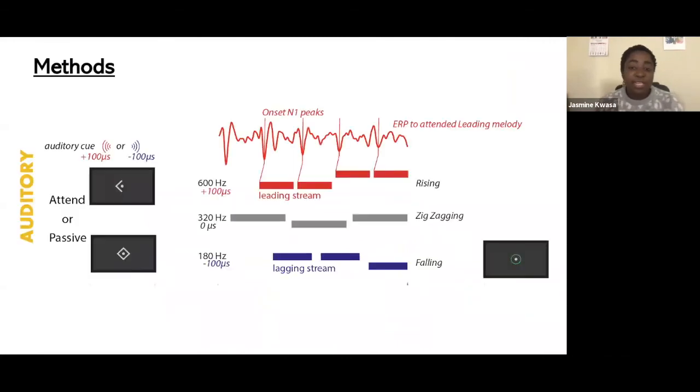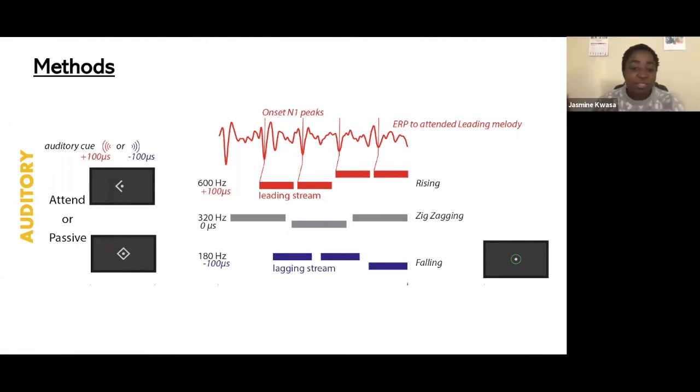Our auditory task comprised 3 streams of simultaneous melodies, depicted here in red, gray, and blue, which were spatially separated to the left, middle, or right using 100 microsecond ITDs. Subjects were cued to attend to the left stream or the right stream, or to ignore all the streams, and at the end of the trial, identify if the melody contour of that stream was rising, zigzagging, or falling, and that was randomized. This is just an example.